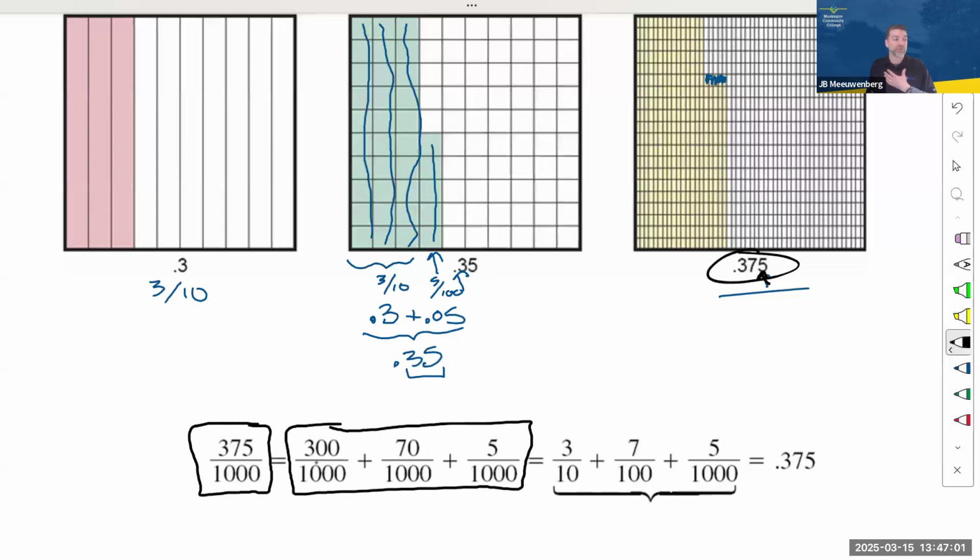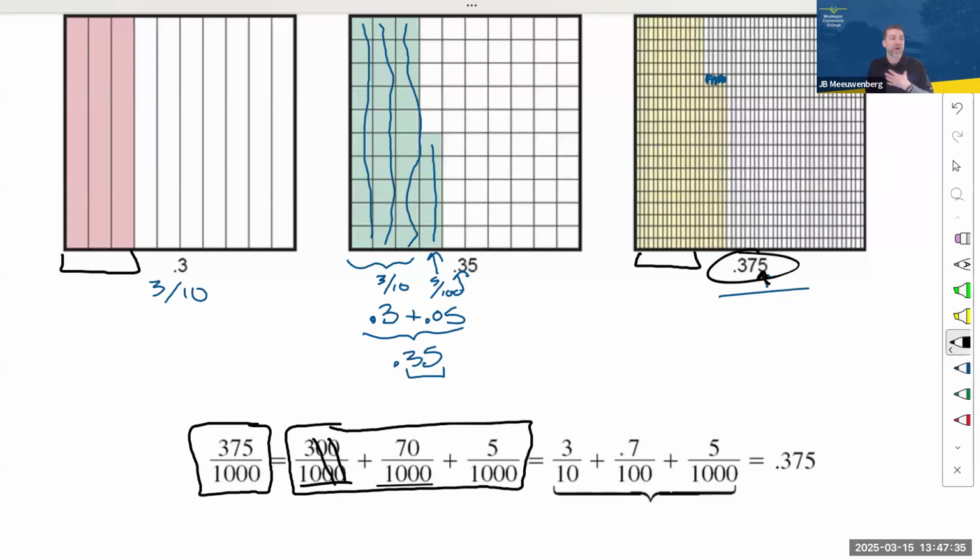375 thousandths is 300 thousandths plus 70 thousandths plus 5 thousandths. That should make sense to you, thinking back to our fraction chapter where we looked at common denominators. But another thing you can do is take each of these individual fractions here and reduce them still to a power of 10. 300 thousandths is the same as 3/10. That's what I was talking about here. There's our 3/10, okay?